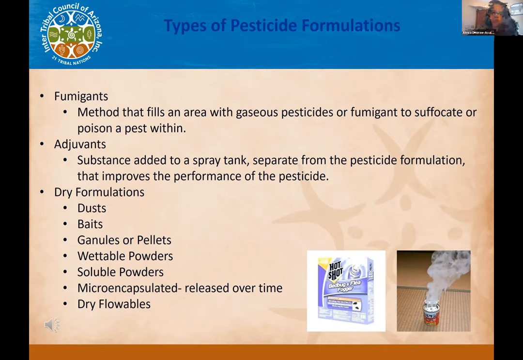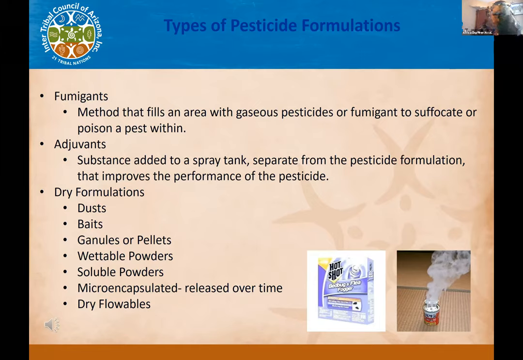You have your dry formulas, like your dust and your baits. Your baits are mostly ready-to-use formulations containing an active ingredient mixed with food or another attractive substance. The bait either attracts the pest or is placed where the pest will find it. You have your granules and your pellets, your wettable powders, soluble powders. These formulations look like wettable powders. However, when mixed with water, soluble powders dissolve readily in water and form a true solution.